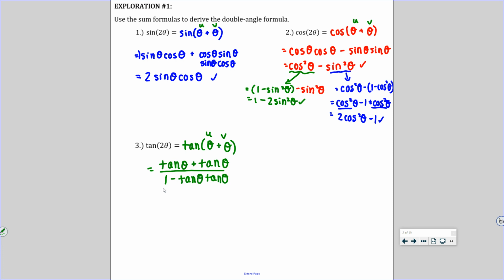Do you guys have these memorized by accident yet? No, not by accident. These ones are kind of the Pythag ones. The Pythag ones? Those ones are more important.